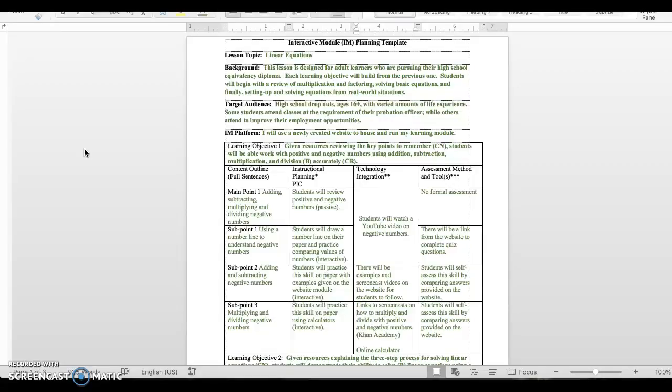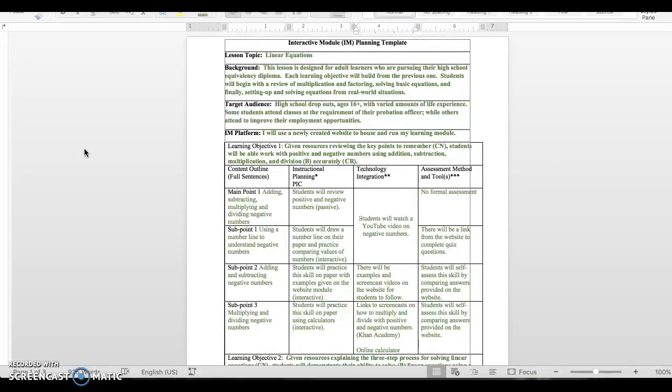I can probably safely assess that the equivalent age is around 5th, 6th, 7th grade, but this particular module is designed for the adults, but the level of the content is about 5th, 6th, 7th grade. We're looking at high school dropouts age 16 and above. They have varied amounts of life experience.